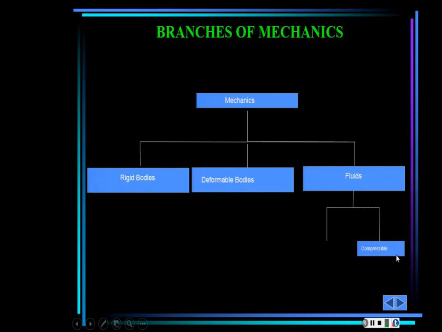Fluids: compressible and incompressible. What are compressible fluids? Gases, theoretically. What are incompressible fluids? Liquids. Now, this is the study of mechanics of fluids.